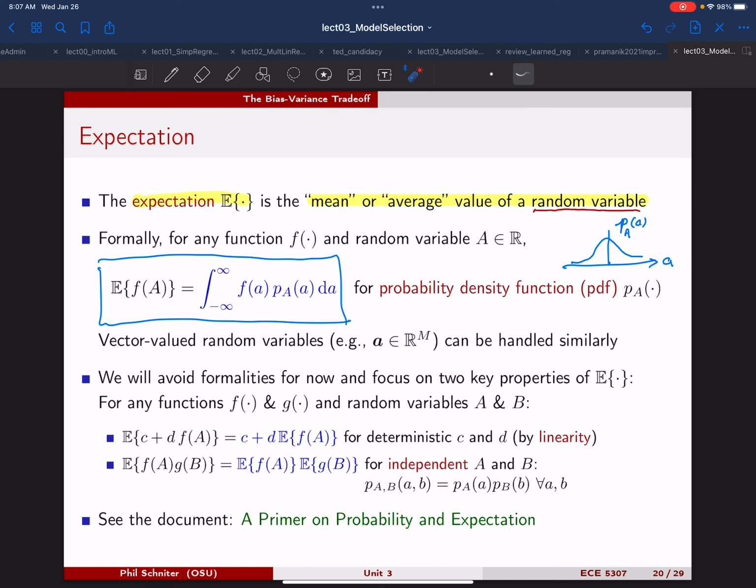We're going to use two important properties of the expectation very frequently. So in stating these properties, let's think of capital A and capital B as the random variables, and let's think of these f and g as arbitrary functions. And let's think of the small lowercase letters c and d as deterministic variables. So the first key property is linearity.